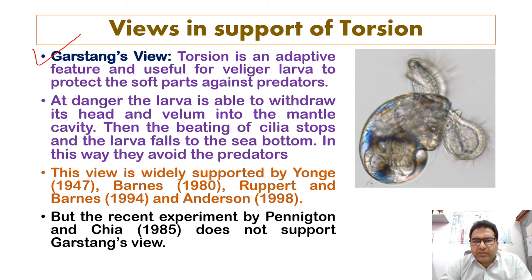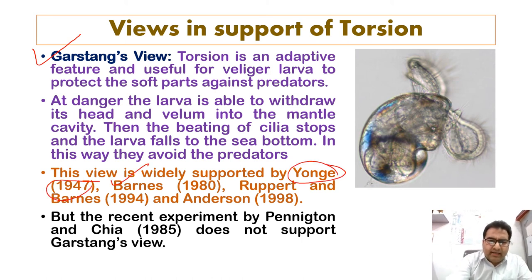He suggested that before torsion, this untwisted larva swimming in the sea was subjected to easy prey for its predator, because the mantle cavity was on the posterior side. That is why the torsion has an evolutionary significance. It protects the larvae from predators by retracting the head and the important organs into the mantle cavity. This view was supported by Young 1947, Barnes 1980, Ruppert and Barnes 1994, and Anderson 1998. But there were some other workers who were against this view, and one important worker, Pennington and Chia 1985, does not support this Garstang view.